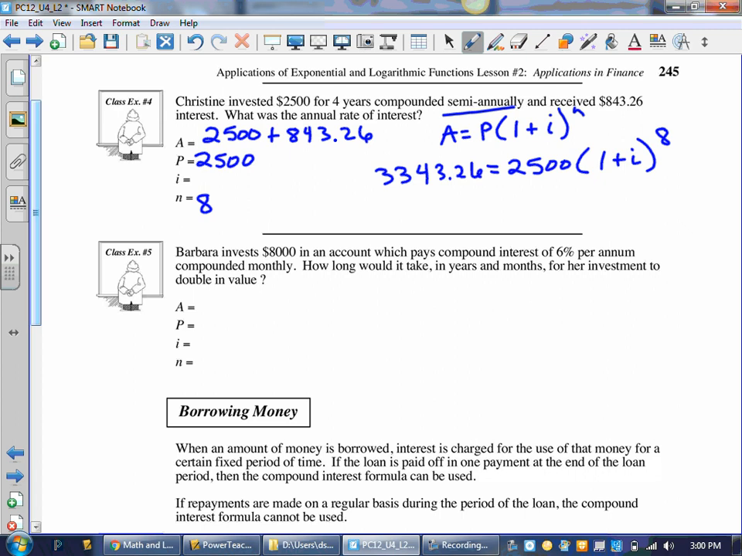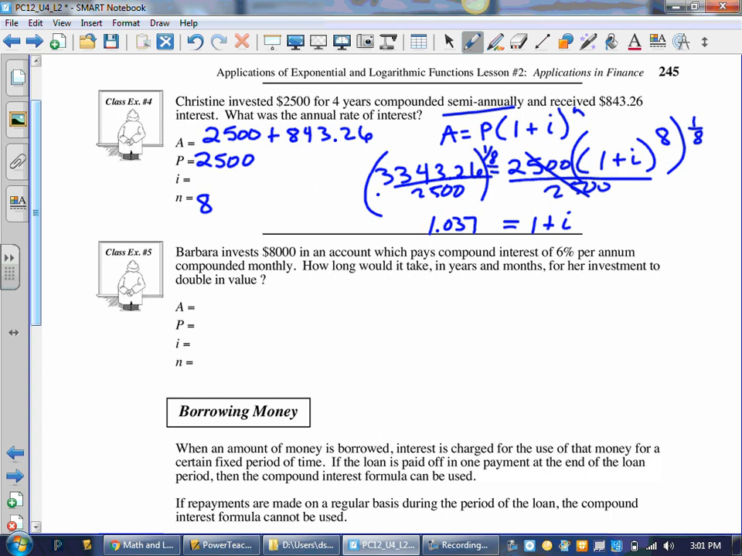All right. Here comes our algebra. We're going to divide the 2,500 on both sides. Now, that's going to cancel this. This is to the 8th power. So how do I get rid of that 8th power? Well, we can raise this to the power of 1 over 8, or you could take the 8th root. Either way. So when I get that, I'm going to get 1 plus I equals, if I do this division here, and I take it to the 1/8, or take the 8th root of it, I will get 1.037.